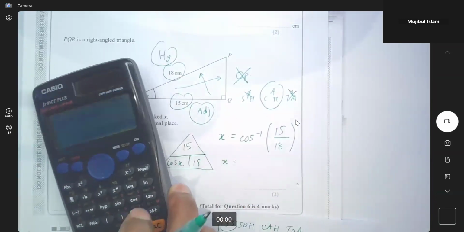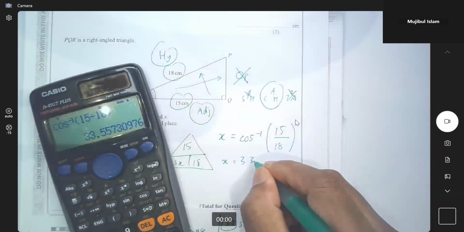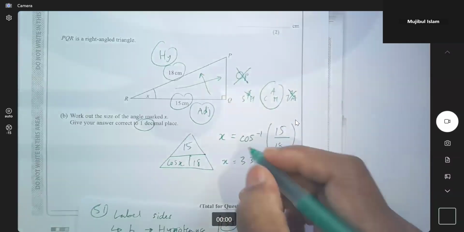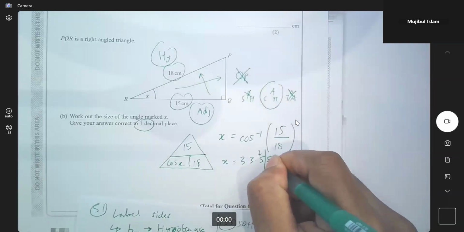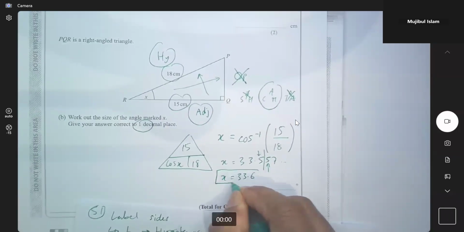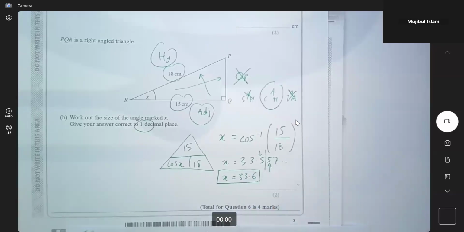And that gives us 33.557. And then it asks us for one decimal place. The 5 rounds up, 33.6. Okay, so I hope you all got that. And the person who made a mistake, can you let me know where you went wrong?